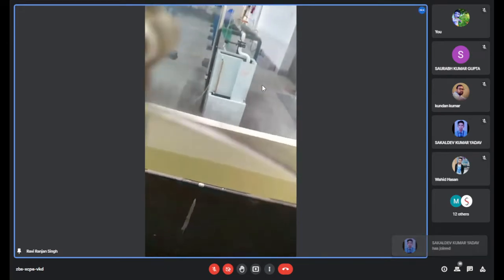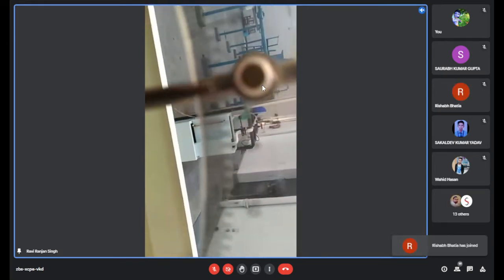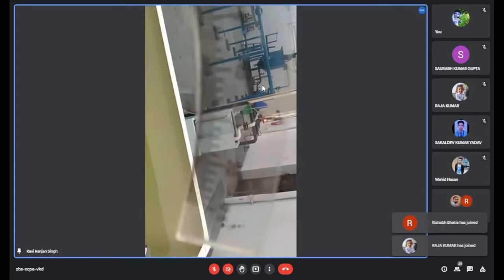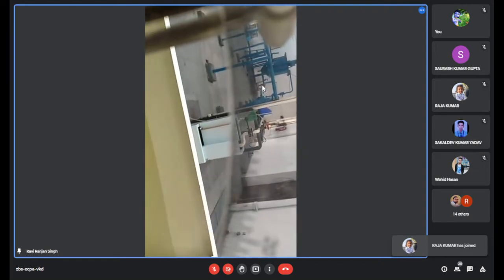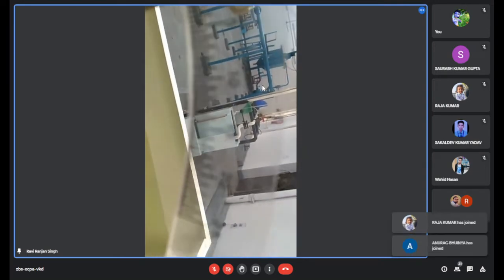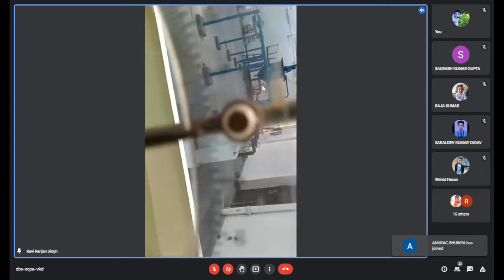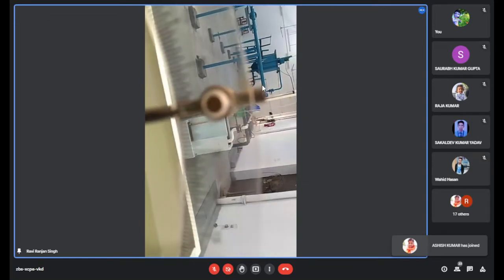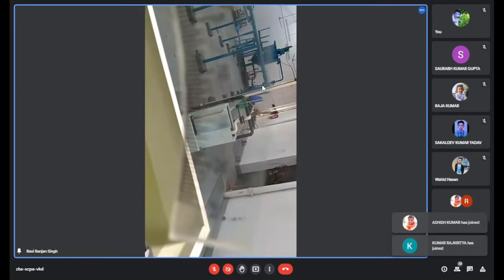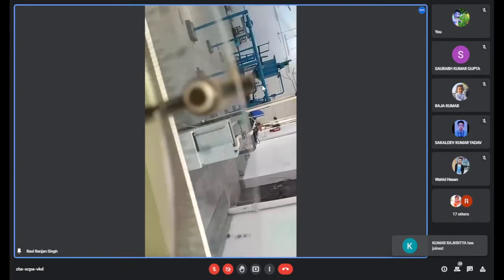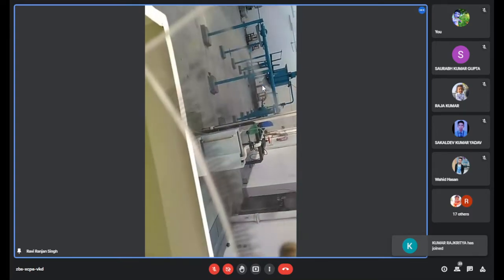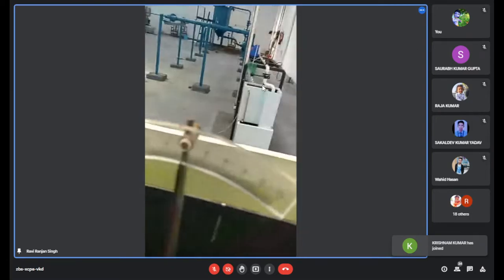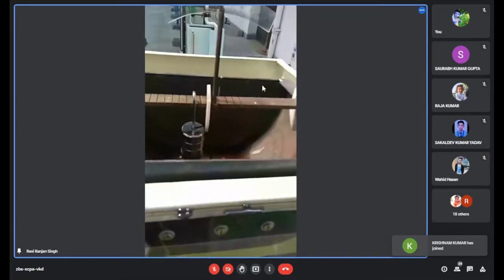We have some compass to measure the angle. Are you able to see the readings, which are actually mentioned on the graph, on the compass? Anybody please reply, is it visible? Okay.